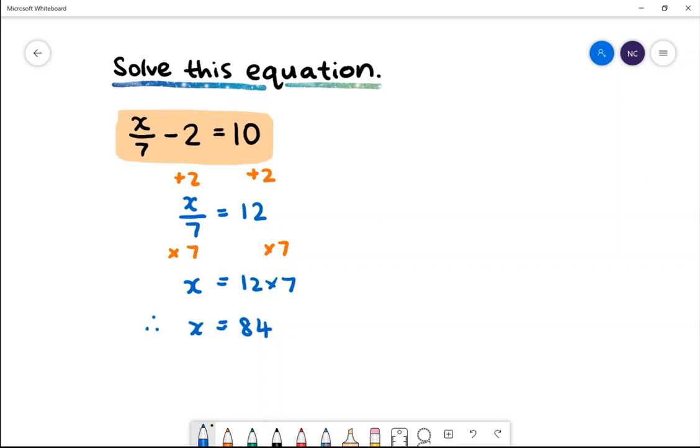Last step is just to check your answer. 84 divided by 7 gives us 12. 12 subtract 2 gives us 10. So this is correct.